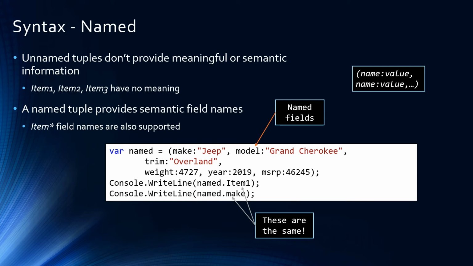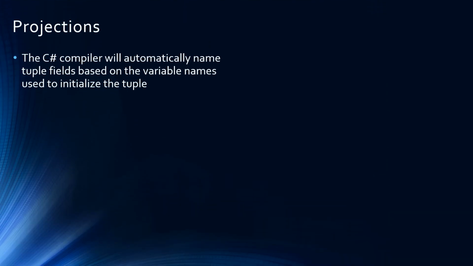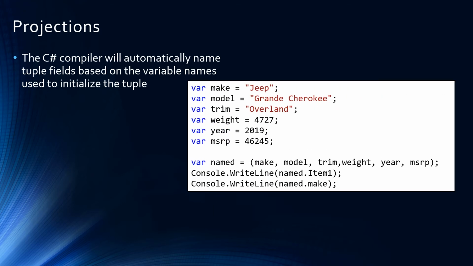As of C# version 7, we can also do what are called projections. The compiler will automatically name tuple fields based on the variable names used to initialize the tuple. So in this example, the variable containing the value Jeep is called make. When we initialize the tuple with the variables, those automatically become the field names of the tuple as well. The traditional ItemN names are still available, so we can still use those as well.